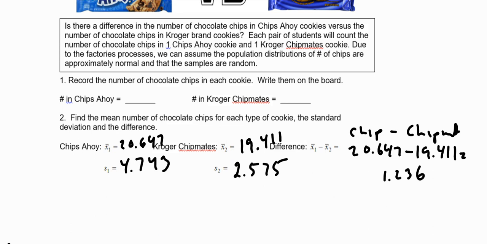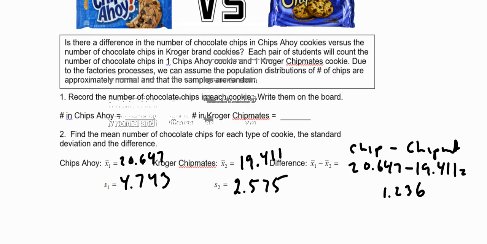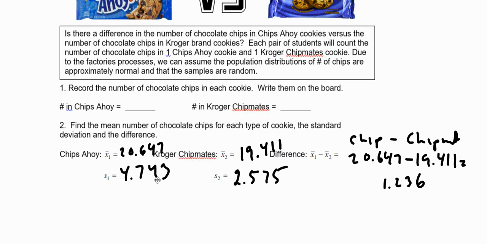Right, well, we're going to continue on. We're on lesson 10.2, and we're talking about a two-sample t-test for the difference of means. I was going through a problem, and I wasn't able to finish it, but I have some data here.